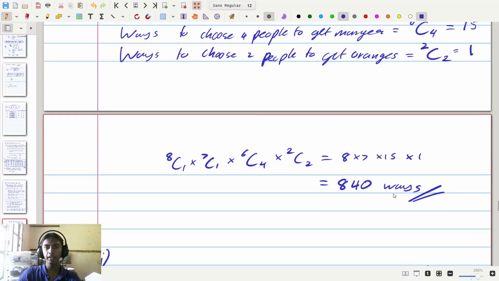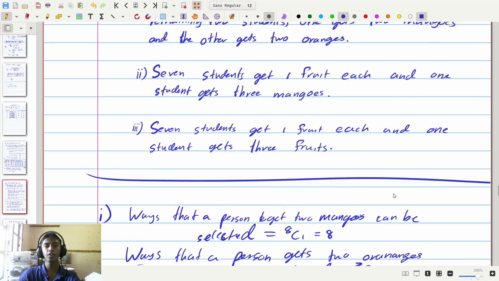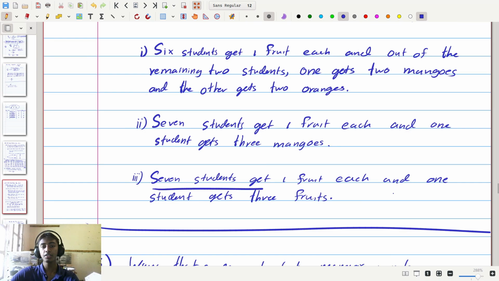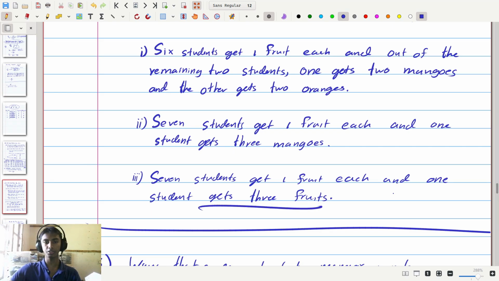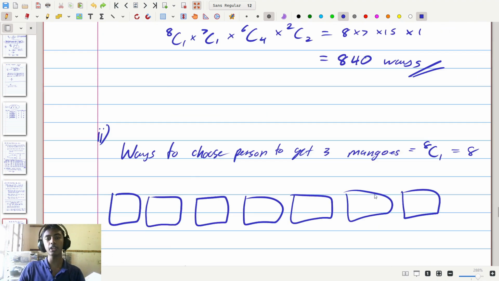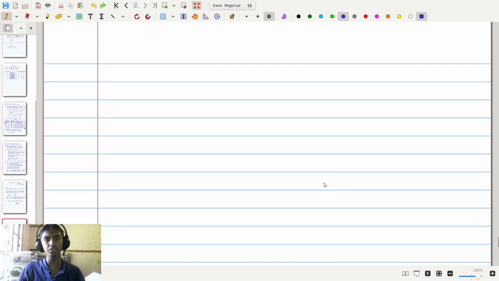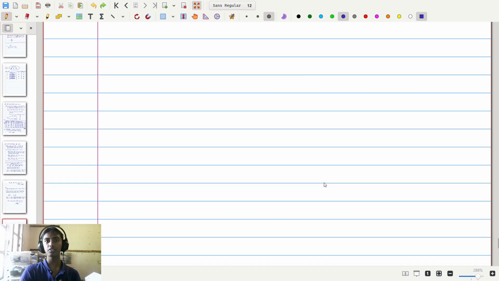Moving on to the third and final question. The third and final question says, find the different number of ways in which 7 students get 1 fruit each, which is the same setup as earlier, but now 1 student gets 3 fruits. So as I discussed earlier, if 1 student gets 3 fruits, there are 4 different ways in which he could get those 3 fruits. So let's go down, and what we're going to have to do for this question is to consider all 4 of those cases separately and solve for each of them and add those total number of combinations together.